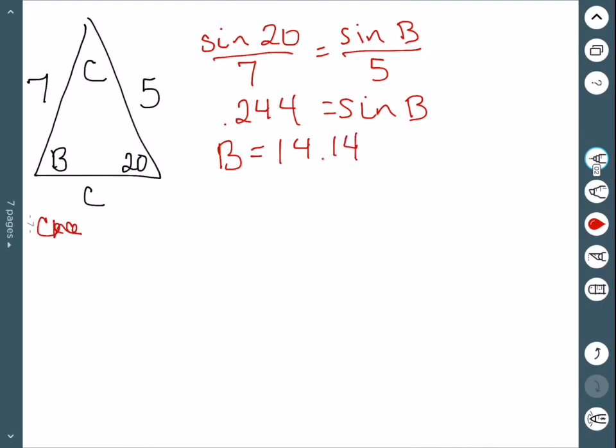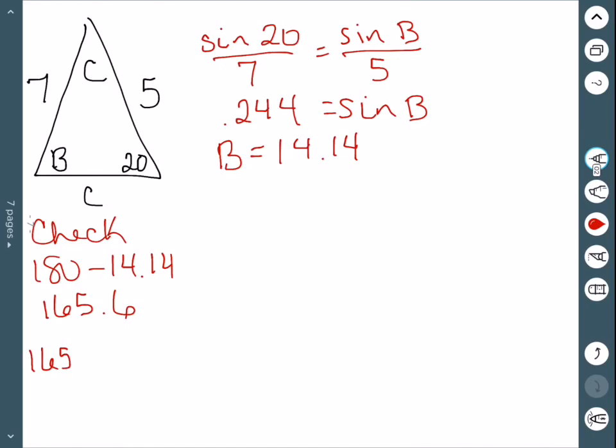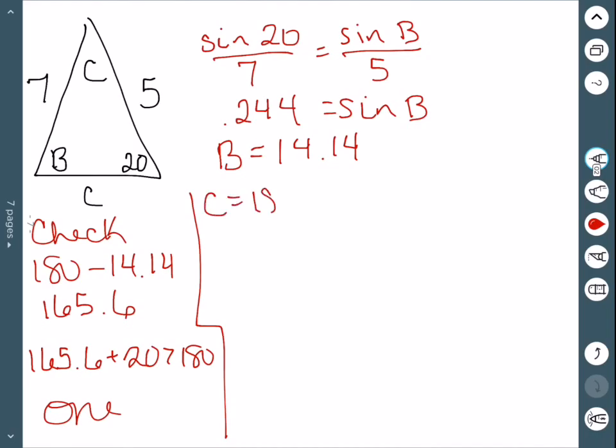And once again, we have to do our check. We'll do 180 minus 14.14, which gives us 165.6. We can also see that if my angle B was 165.6, that would once again be too big. So once again, we have one triangle. I can now find angle C using 180 minus B minus my other angle to get 145.6.